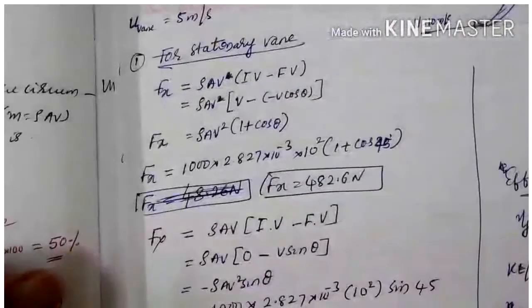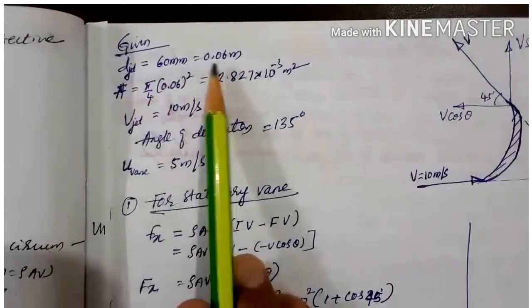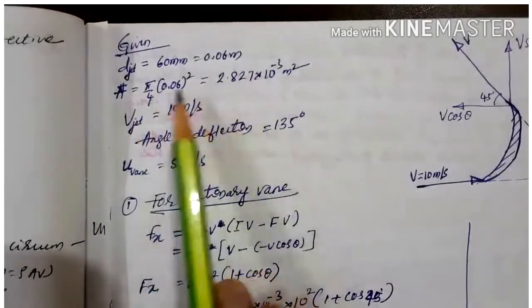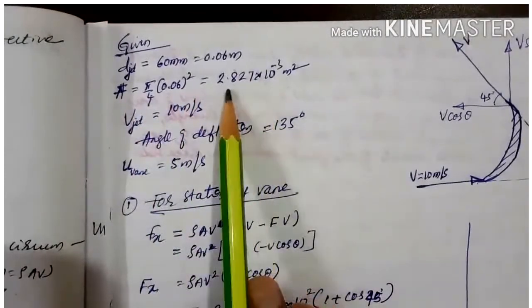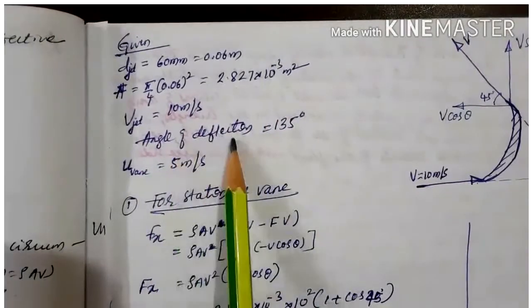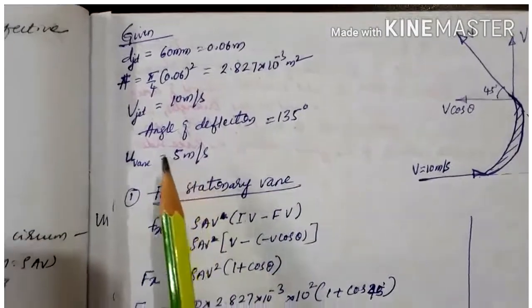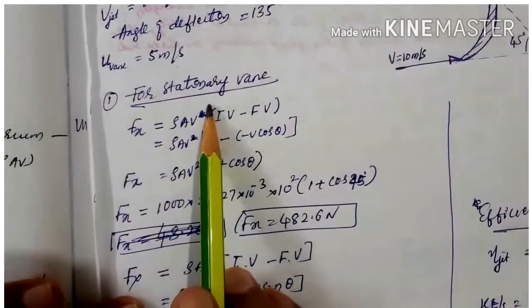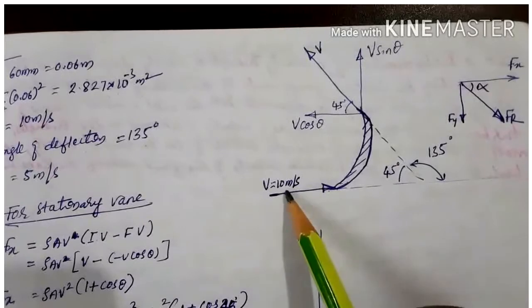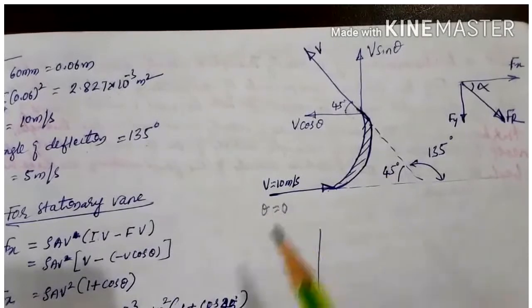So let us first write the given data. The diameter of the jet is given as 60 millimeter, that is 0.06 meter. Calculate the area of the jet, pi by 4 d square, and we get the area of the jet as this much. Then the velocity of the jet is given, the angle of deflection is given, and the velocity of the vane is given. Let us take the first case, the stationary vane. The vane is stationary, so this is the case. The jet is entering with this velocity, but the angle has not been mentioned here. Let us assume it is entering at an angle of 0 degrees.